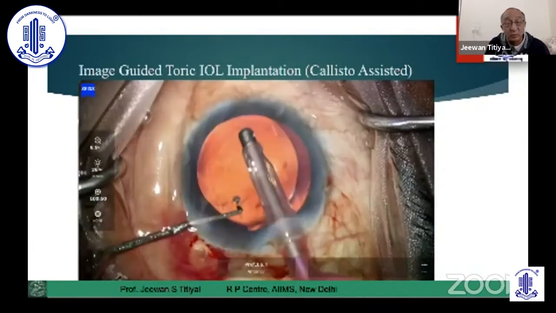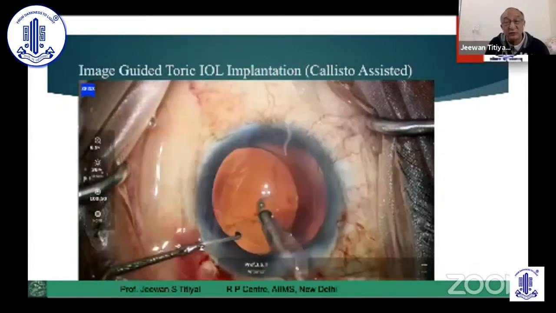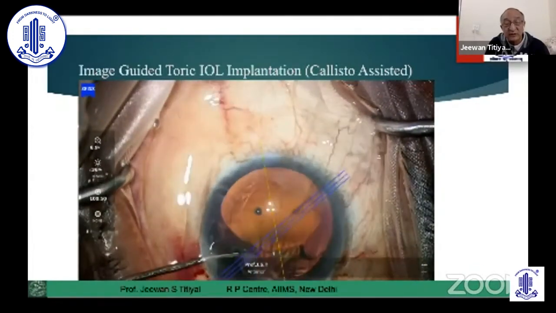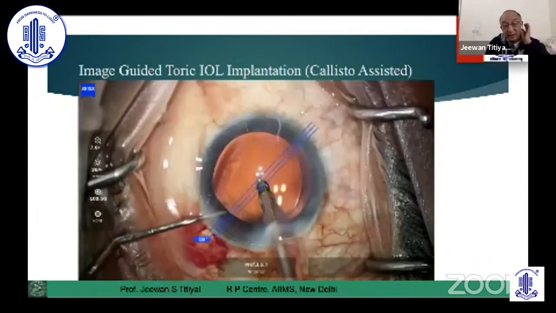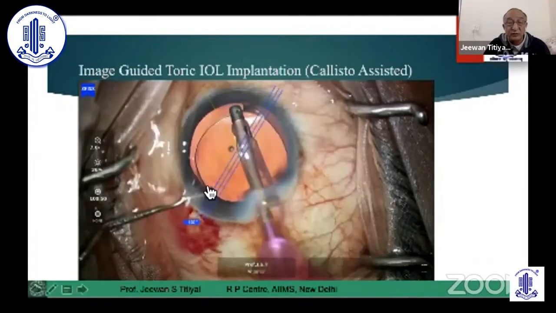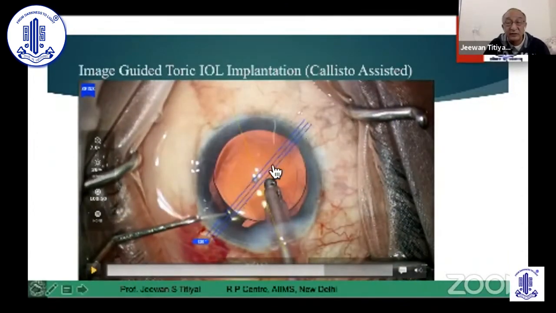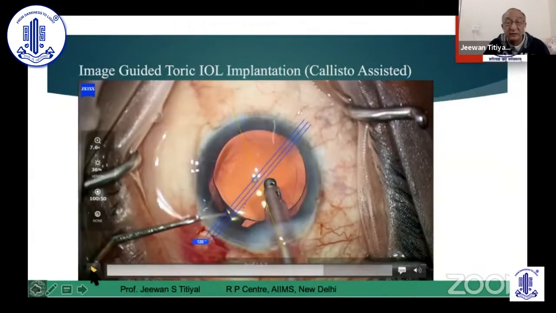Viscoelastic has to be removed effectively both from anterior to the lens and from the posterior to the lens surface, also because the rotation post-op can sometimes be mainly because of a retained viscoelastic. So these three marks which you see with the jet aligned Callisto system, the central one has to be aligned to the three dots which are there in the optic haptic junction.